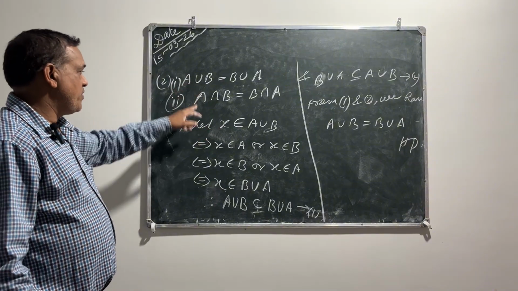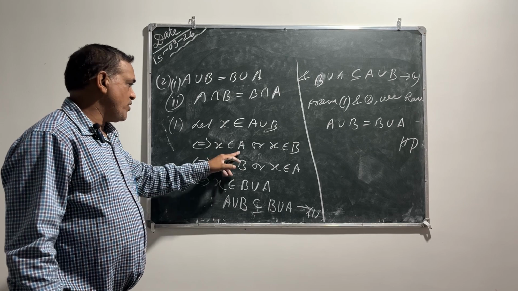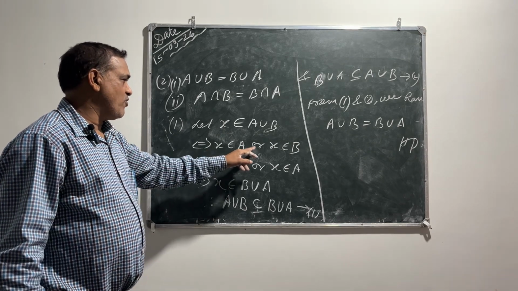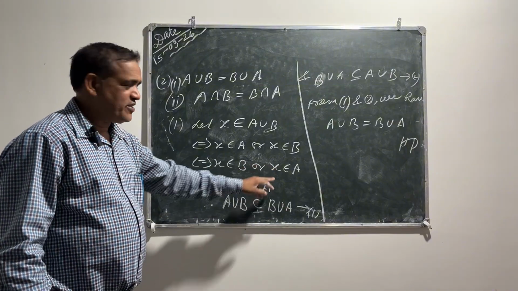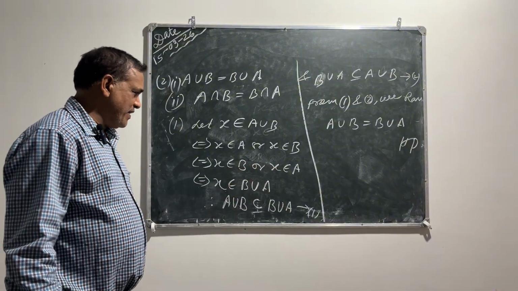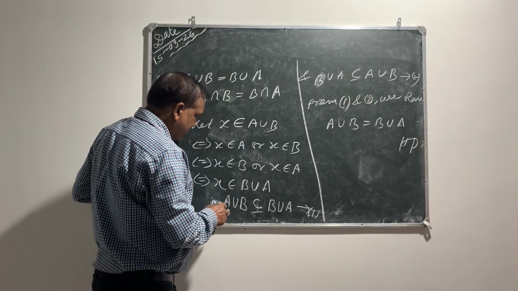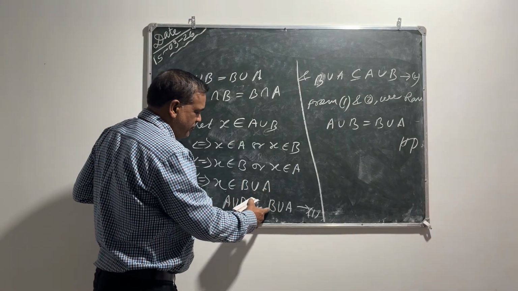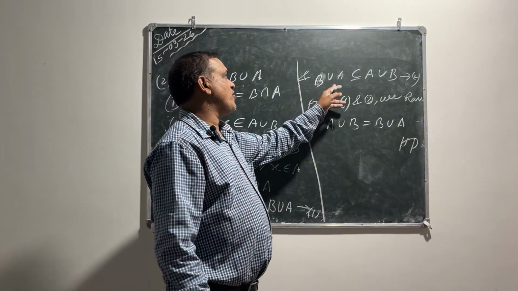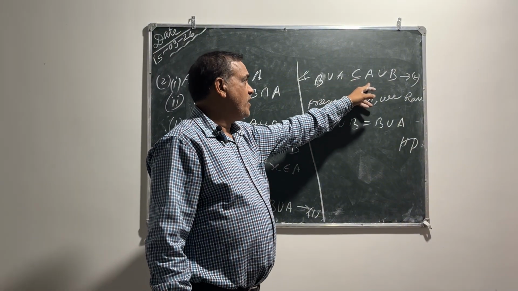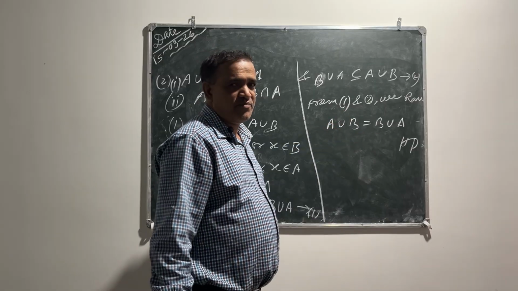For union, let X belong to A union B. That is, X belongs to A implies and is implied by X belongs to B. We can write B first and A second. Then if you want to combine them, you can write X belongs to B union A. That is, A union B will be a subset of B union A. And from the reverse implication we can say B union A will be a subset of A union B. So if we combine these 1 and 2, we can write this one equal to this one.